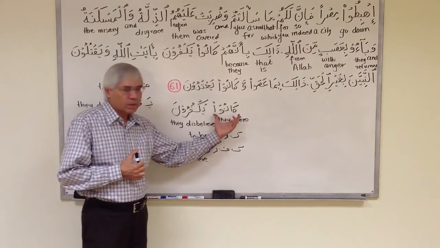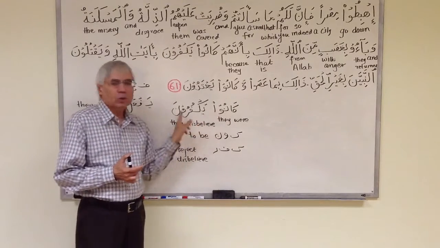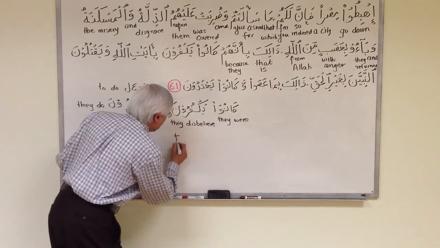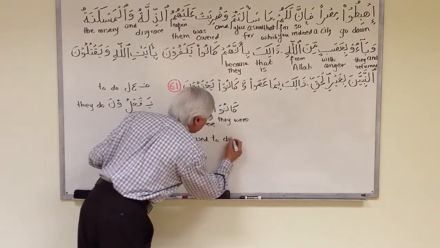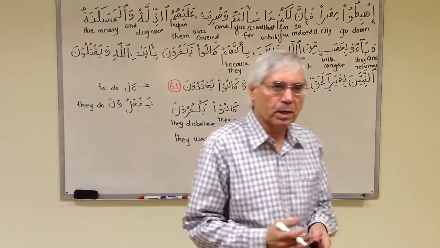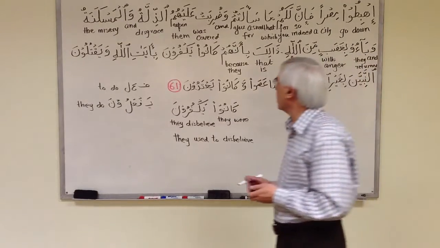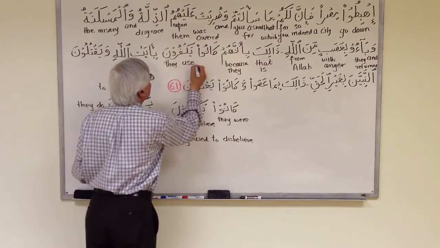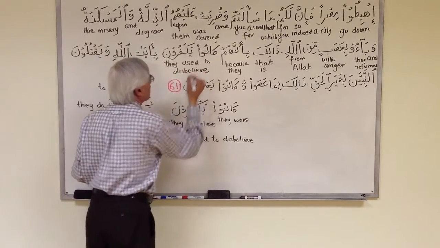Okay. Now, the word is kanu, which is the past tense, and yakfuruna is the present tense. But when these two come together, the meaning in English will be, combining these two, they used to disbelieve. Means they were constantly disbelieving. They had been disbelieving all the time. They used to disbelieve. Kanu yakfuruna. They used to reject.